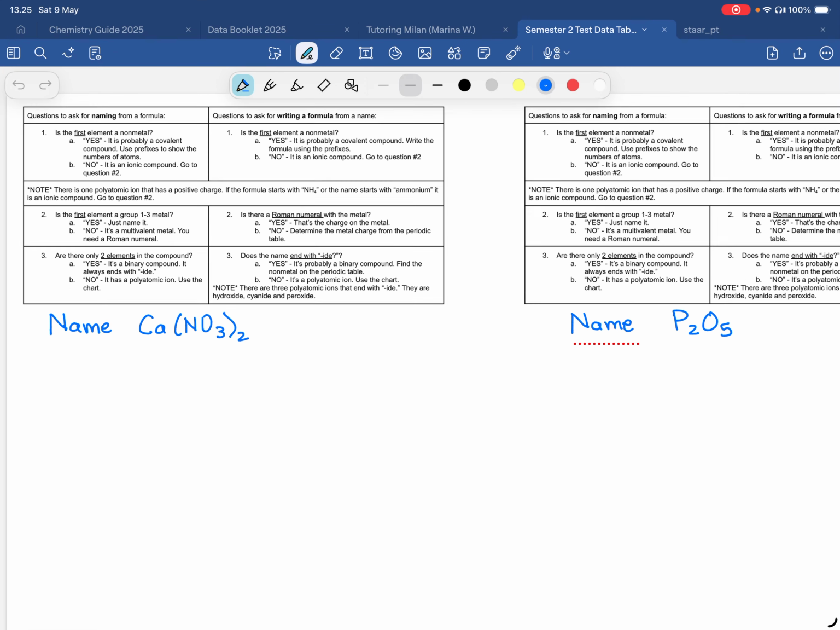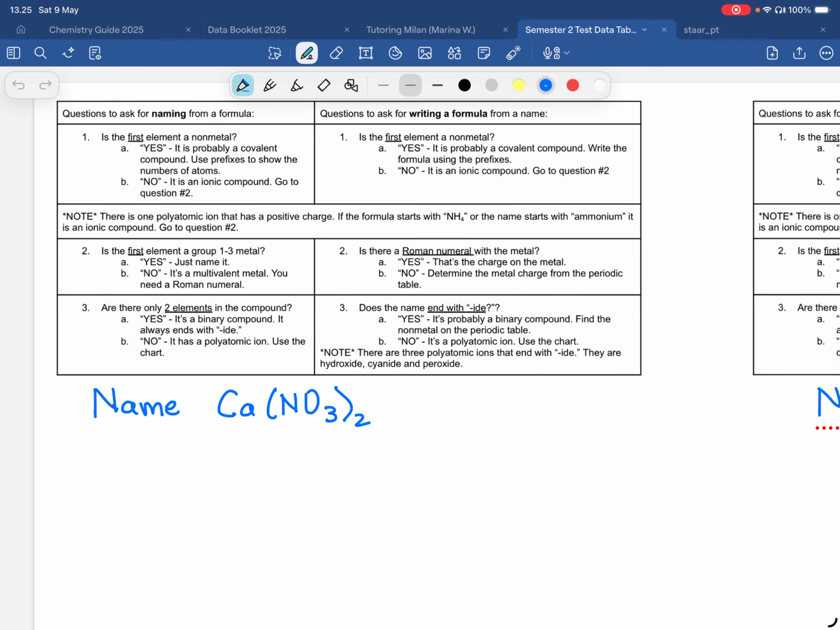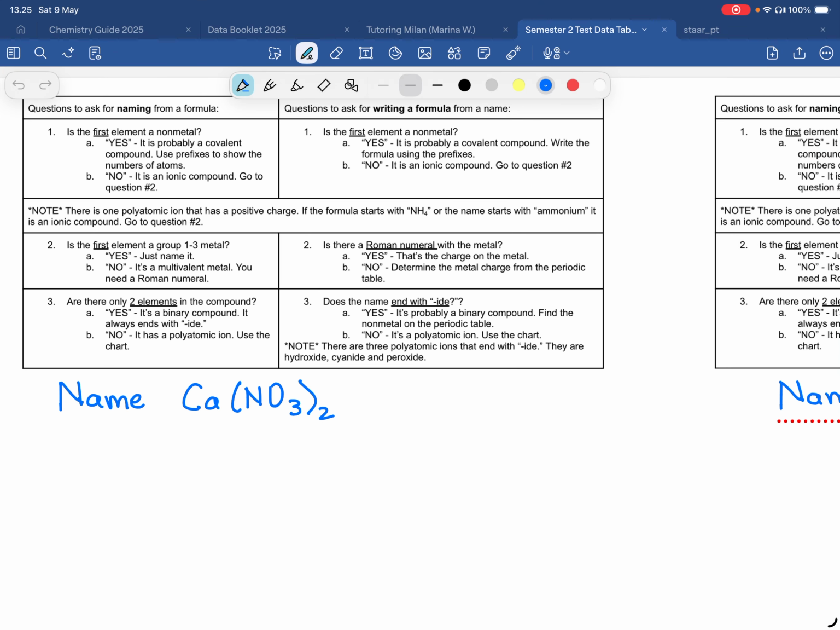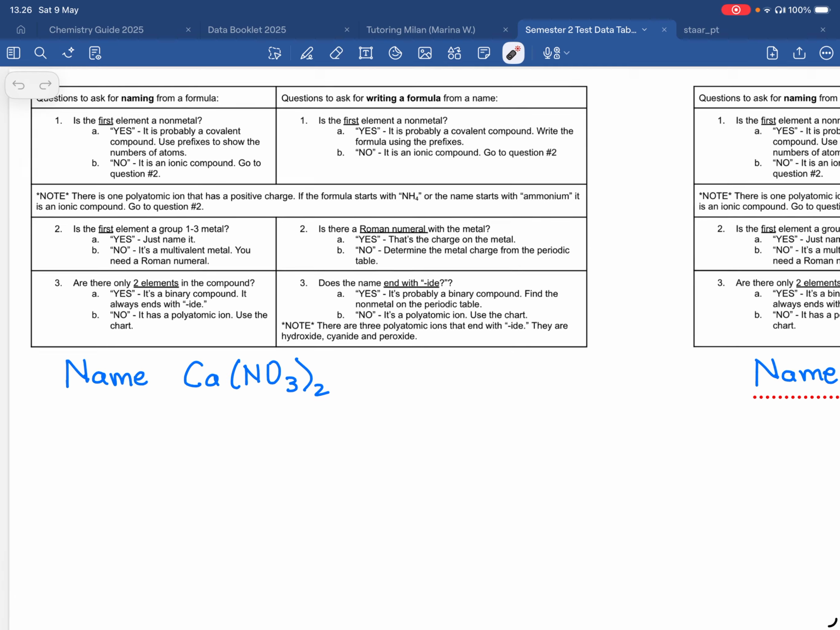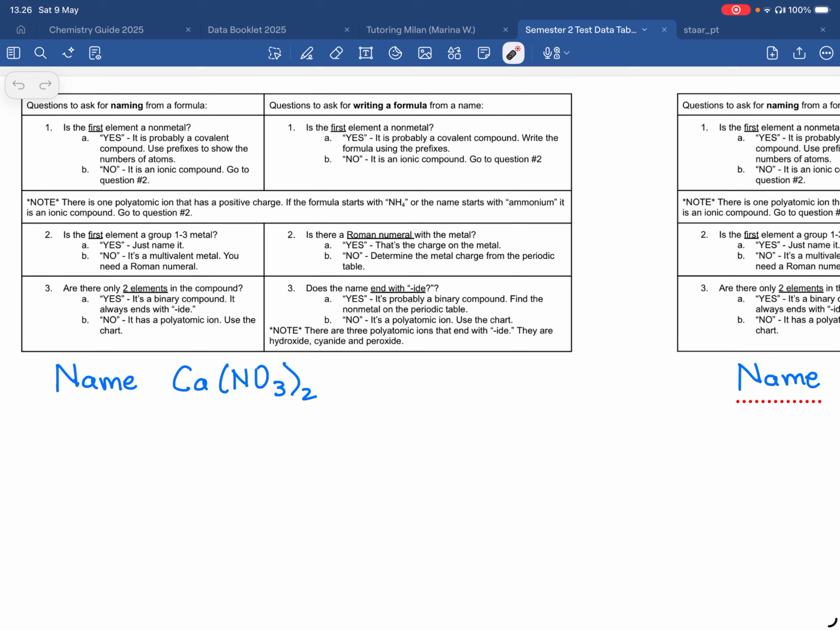Okay, folks, this is a direct tutorial on how to use the naming and formula writing key. I'm going to refer to this as a key to write names and formulas for ionic and covalent compounds. The first thing you need to do is decide whether you're writing a name or a formula. We are naming this particular compound, so that puts us over here.